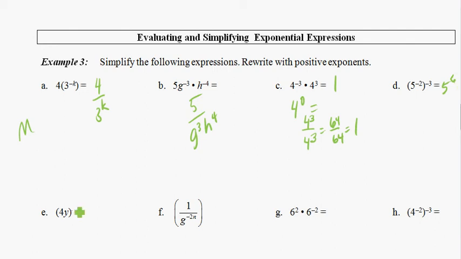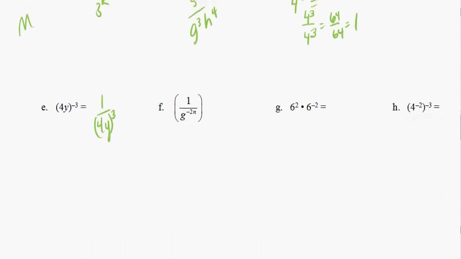In example E, we've got a negative exponent. It sees everything inside the parentheses because the base is everything inside. So everything goes down to the bottom. The parentheses have not gone away yet, but the negative 3 becomes a positive 3. Then we distribute that 3, and we get 1 over 64y to the third.